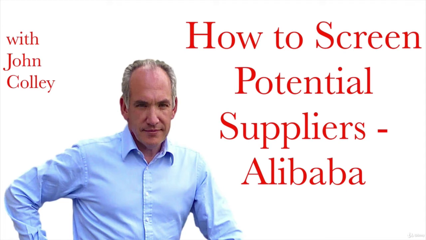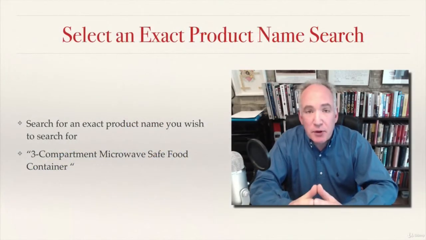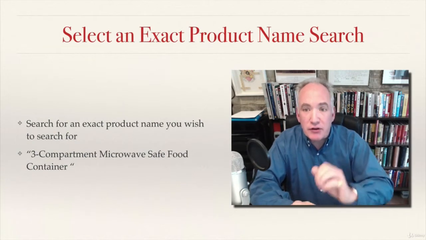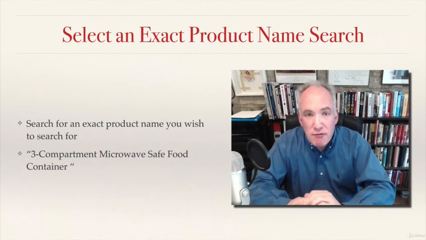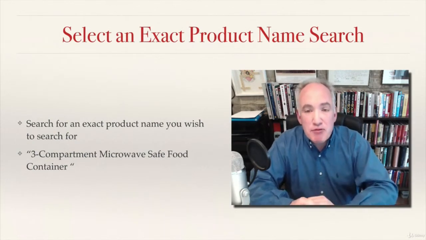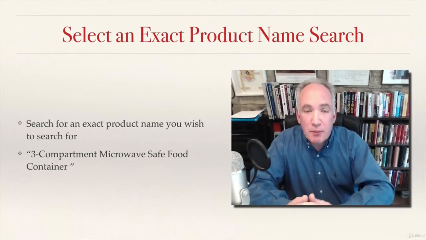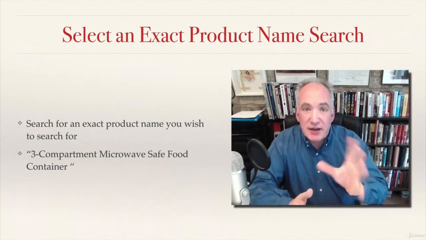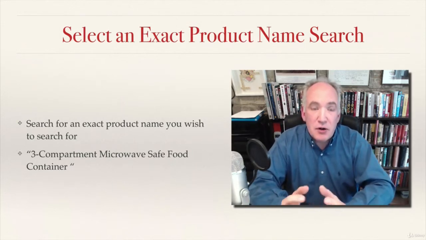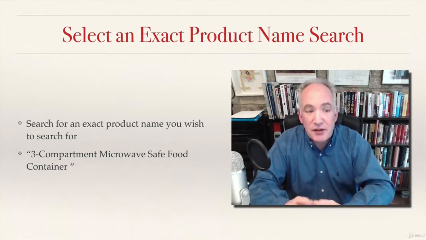In this video, I want to talk to you about how to screen potential suppliers with particular reference to Alibaba. Now, the starting point for this is having a product that you want to search for, and I recommend that you go for an exact product name search. And you take the exact product name from the competitor listing that you've identified on Amazon. So in the last example, we've looked at a 3-compartment microwave safe food container.